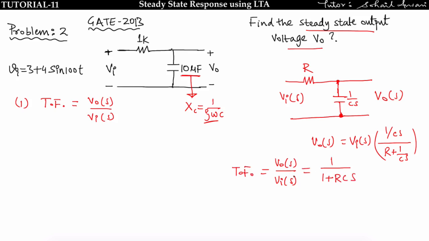Now this whole circuit can be replaced with one block having transfer function equal to 1 upon 1 plus RCs, and this is my output, that is the response of the system, and this is my input. Got it?